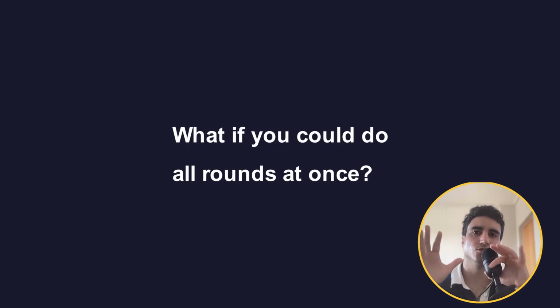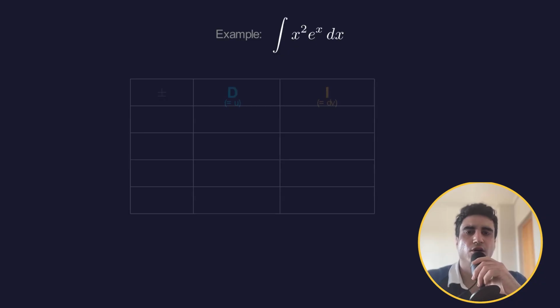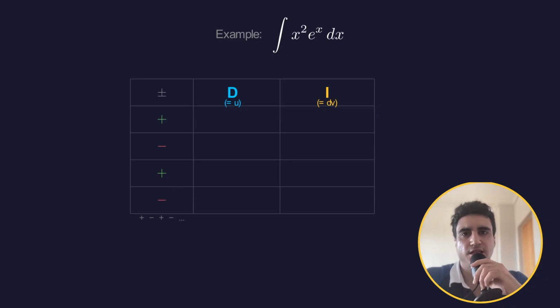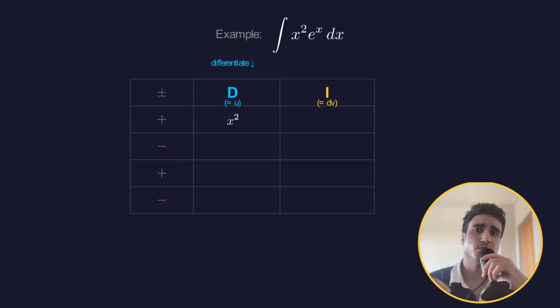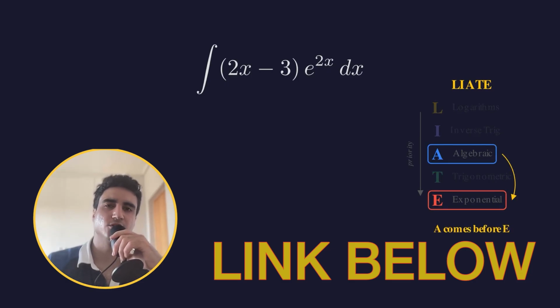So what if you could do all 3 rounds at once in a single table? Here's how you do it. You set up a table with 3 columns. You've got the sign column, which will go plus, minus, in that order. And then you've got D for differentiate and I for integrate. D is going to be your u, meanwhile dv by dx is going to be the integration column. If you don't know how to pick u or dv, make sure to watch my integration by parts video. It goes through exactly how to pick u and dv.